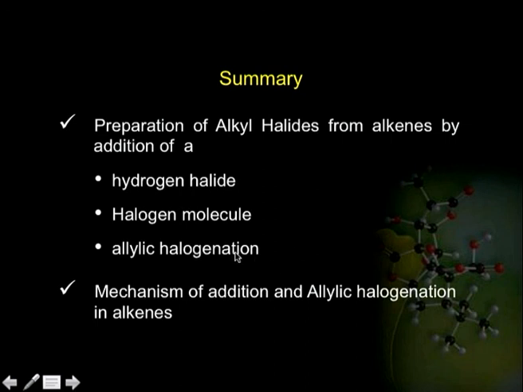The allylic halogenation is also following the free radical mechanism, for which we need a molecule which can initiate the formation of radicals. So, this was all about the preparation of alkyl halides using alkanes, alkenes and alcohols. In the next session of the lecture series on alkyl halides, we will discuss the properties of alkyl halides.